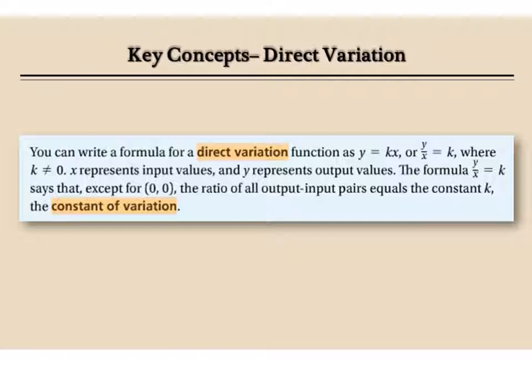And all that's saying is that for every time that x changes, y changes that certain amount. If x changes 2, y changes that amount. If it changes 4, y changes that amount. And we're going to take a look at how that works.